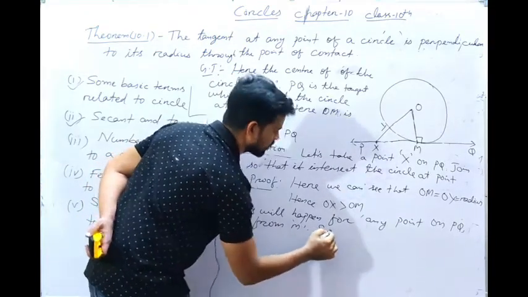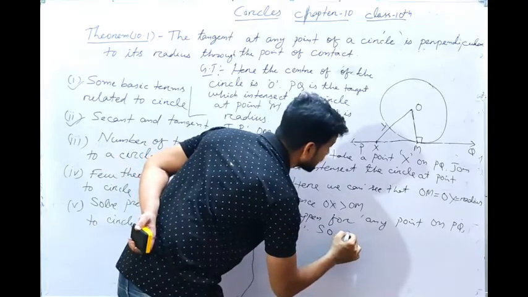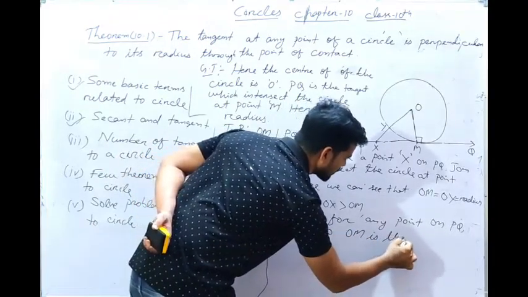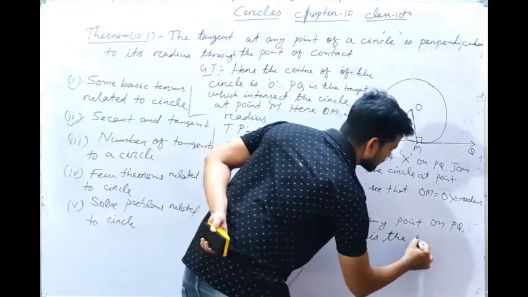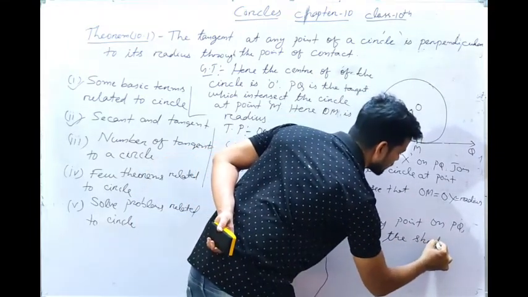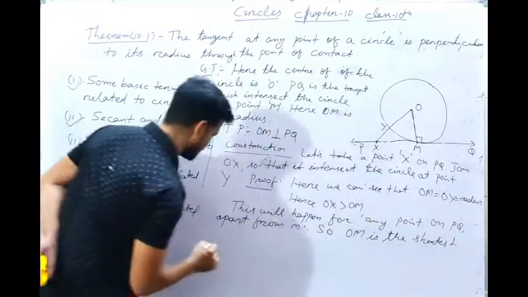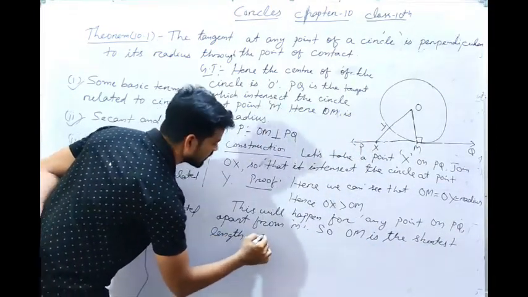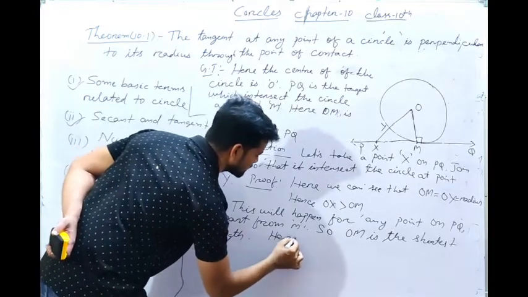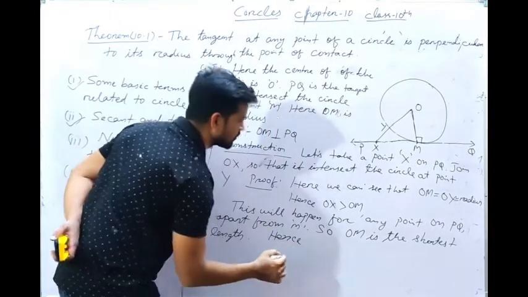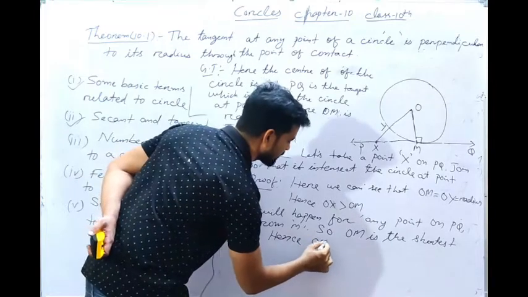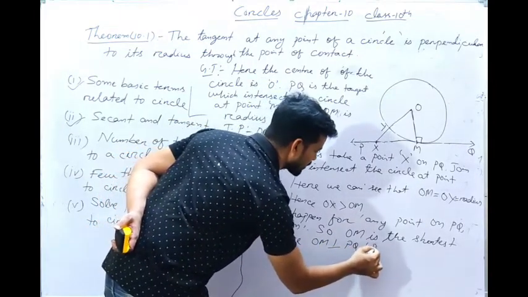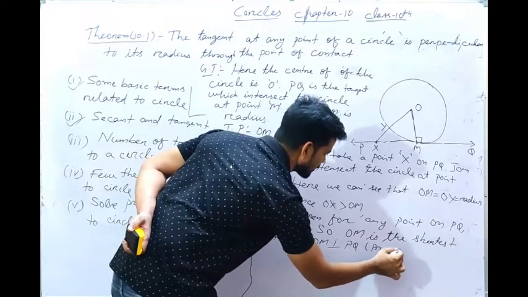So OM is the shortest length, hence OM perpendicular to PQ. Proved.